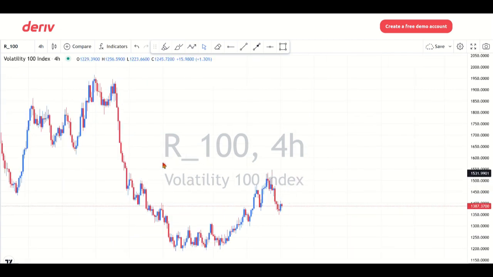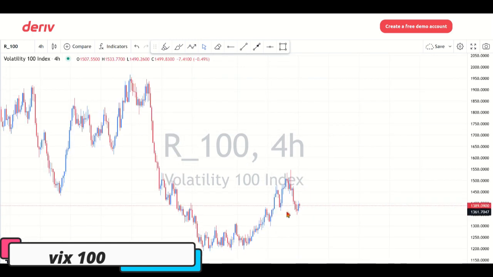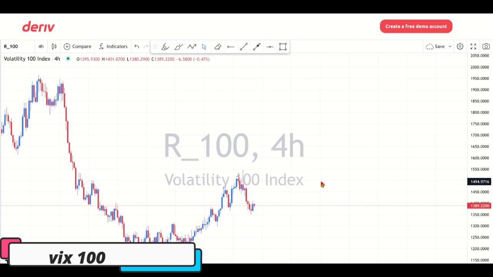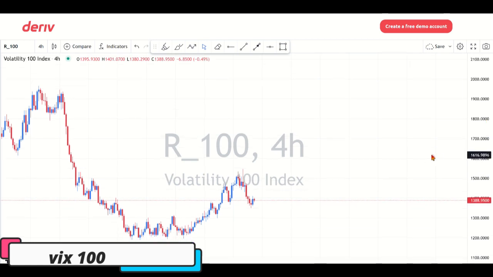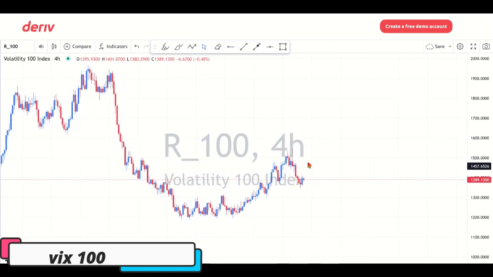But the most important stuff is we're seeing what? A nice imbalance above this zone. So with this crash we had, cleaning this low, it's signaling a bearish continuation here. It's a very straightforward pair on VIX100. You could see that the market has cleanly broken out of the bullish trend.